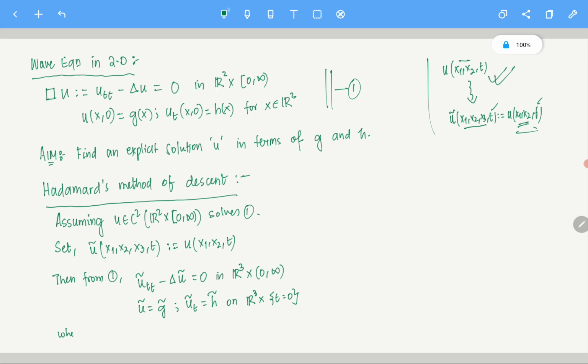Where what is g tilde? Again the same thing, g tilde of x1, x2, x3, we are going to define it as g of x1, x2, and h tilde of x1, x2, x3, I am going to define it as h of x1, x2. See, in our initial case, we were given what g and h is, right? Of course here x is x1, x2. You do realize that x is in R2, right? So here x is x1 and x2.